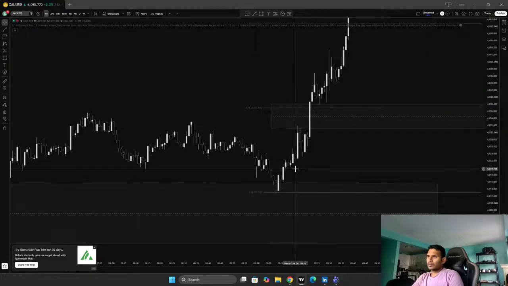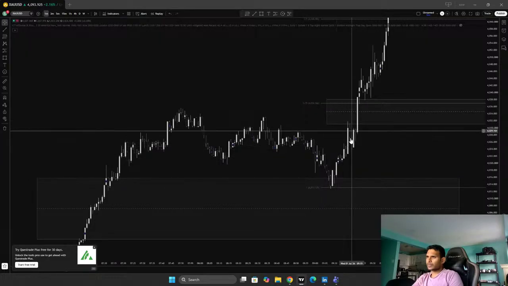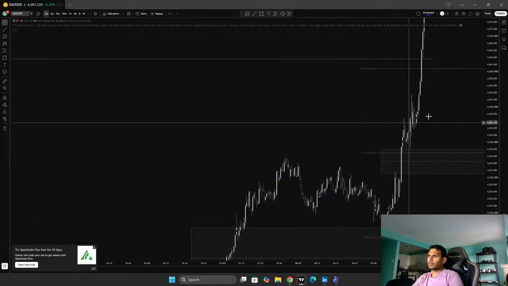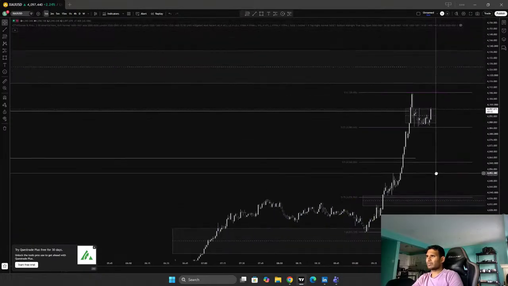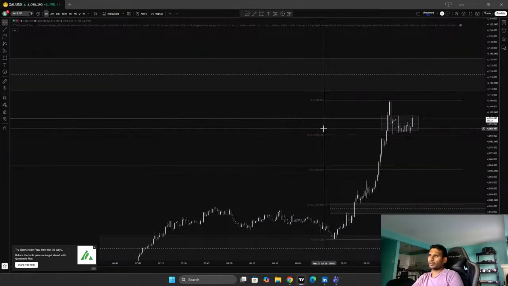Okay. After this, we really get this breakout structure with nice displacement, reflected these inefficiencies, and this up with this. We enter here, stop should go all the way down to here, and expecting higher prices. That's good, that's not bad, that's nothing to complain about. I don't complain about this.